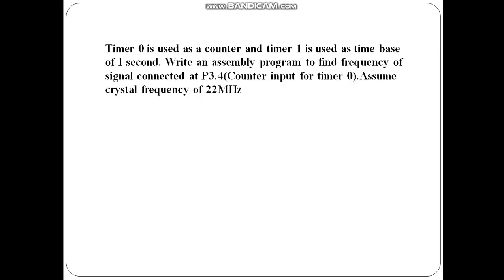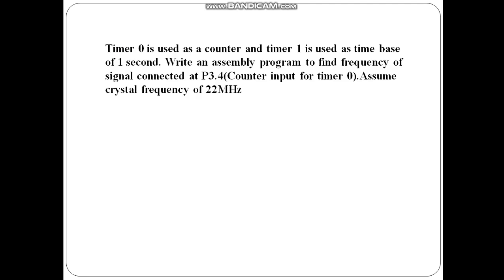Next program: timer 0 is used as a counter and timer 1 is used as the time base of 1 second. Write an assembly program to find the frequency of the signal connected at port 3 pin 4, that is the counter input for timer 0. Assume a crystal frequency of 22 megahertz. Till now, in the problems and calculations we have done, the oscillator frequency was taken as 11.0592 megahertz. Here the frequency is given as 22 megahertz.